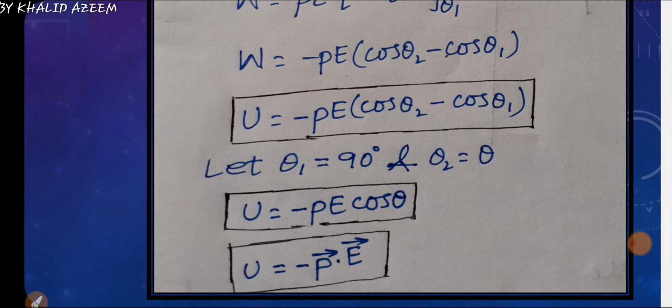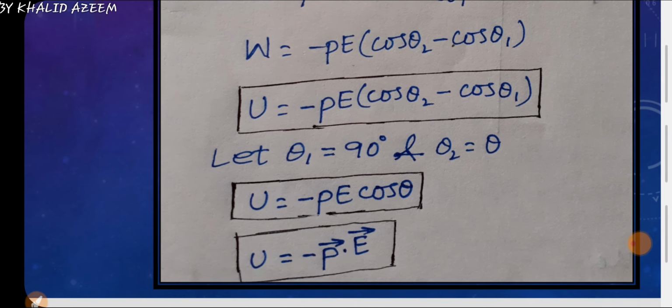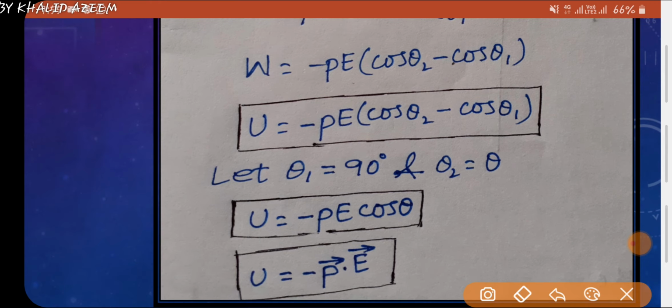Suppose theta 1 is 90 degrees and theta 2 is theta. Then on putting these values in this equation, we get minus PE cos theta, because cos 90 is 0. If we want to write its vector form, then it will be U equals minus vector P dot vector E. As cos theta is coming in the formula, we apply the dot product, and if sin theta is coming in the formula, we apply the cross product.